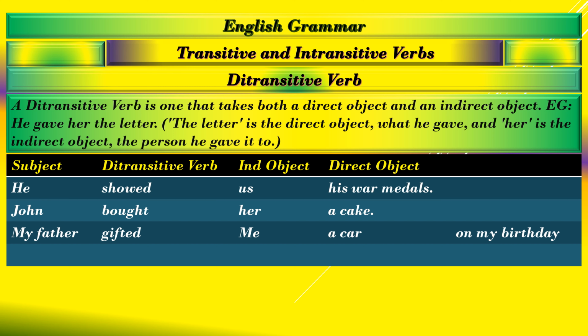So in these sentences, in the first one, us is indirect object and his war medals is direct object. In the second one, her is indirect object and a cake is direct object. And in the third one, me is indirect object and a car is direct object.